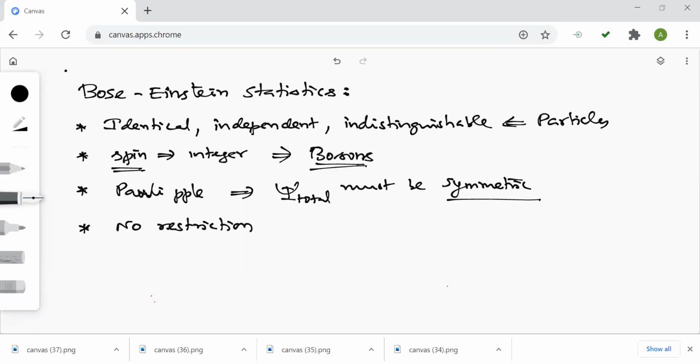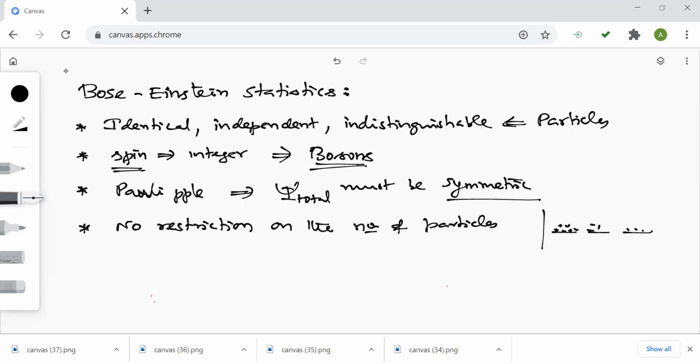There is no restriction on the number of particles. There is no restriction on the number of particles in each level, in each state. You can place any number of particles in a state. Suppose you have 3 states, you can place any number of particles in state 1 itself, and any number of particles in state 2, any number of particles in state 3. So there is no restriction.